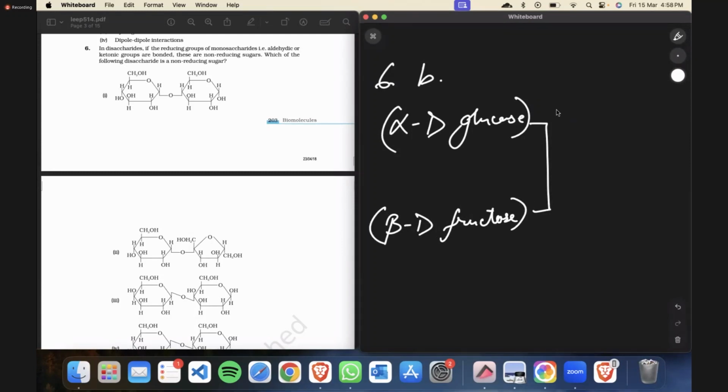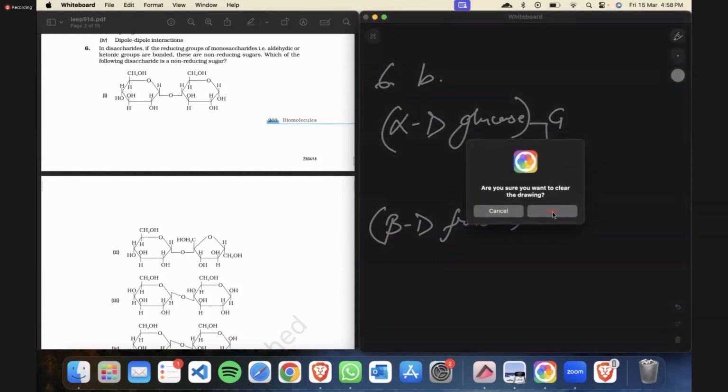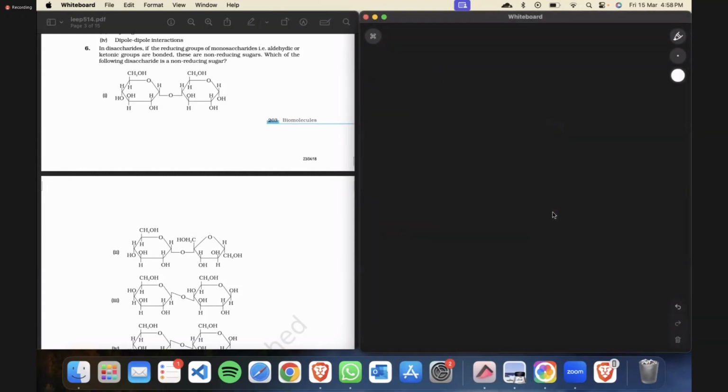Okay, and it is a C1 C2 glycosidic linkage. So since reducing groups of glucose and fructose are involved in glycosidic bond formation, this will be considered as a non-reducing sugar. Okay, if I need to draw it like in option C, say.